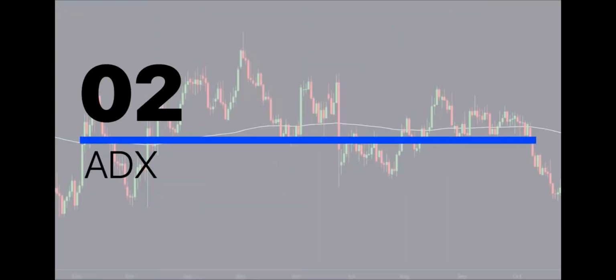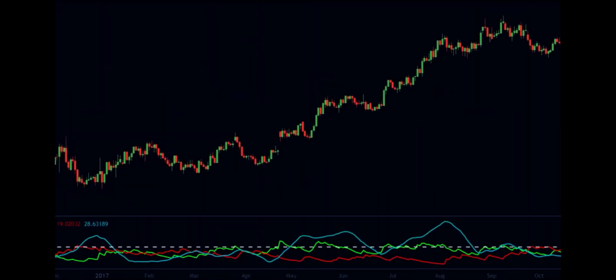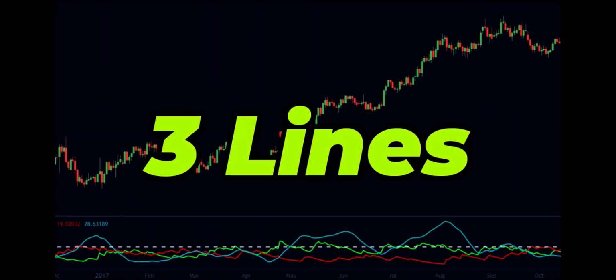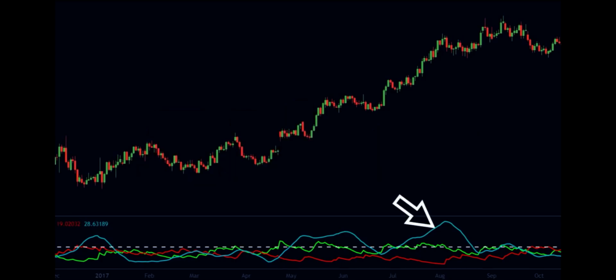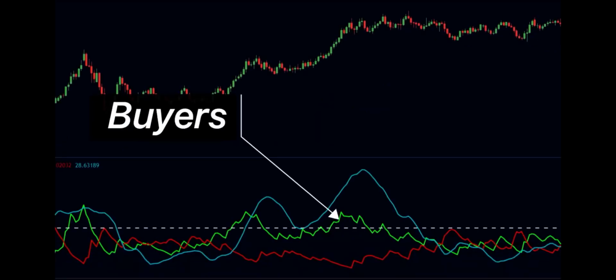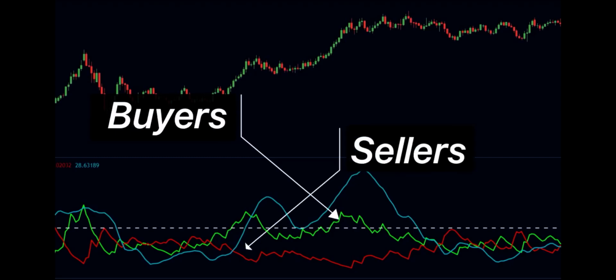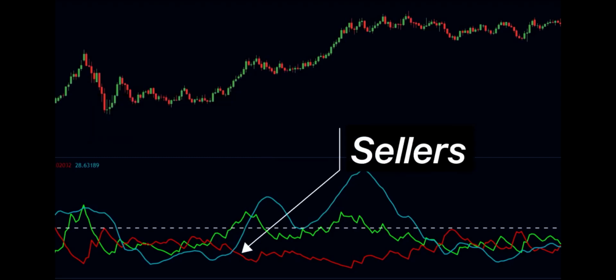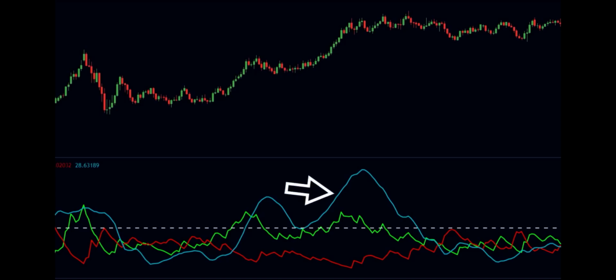Now let's look at the ADX indicator. The ADX indicator consists of 3 lines. The ADX line, the positive DI, and the negative DI. The positive DI shows the strength of the buyers and the negative DI shows the strength of the sellers. The ADX line shows the difference between the values of the positive DI and negative DI. The ADX line helps us in identifying whether the market is trending or is in a sideways range.